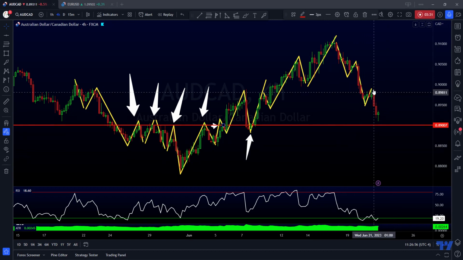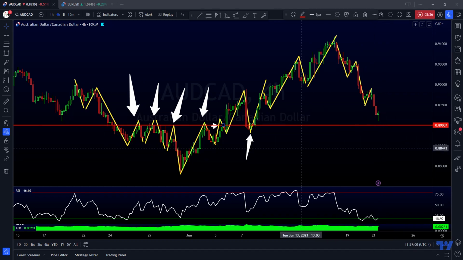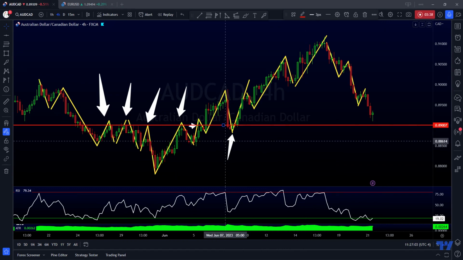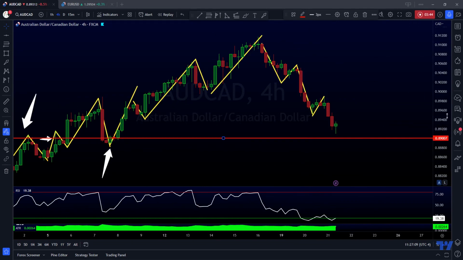So if we're looking for the termination of this current extension and a chance to maybe catch a little bit of relief, well, this is a perfect place to look for the neckline of a previous head and shoulders pattern. So can we add any more confluence there?